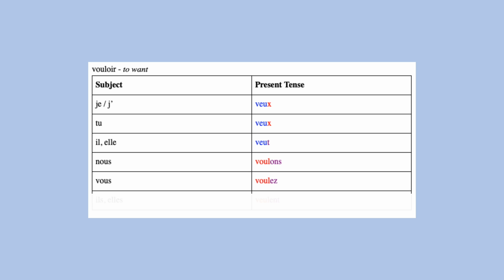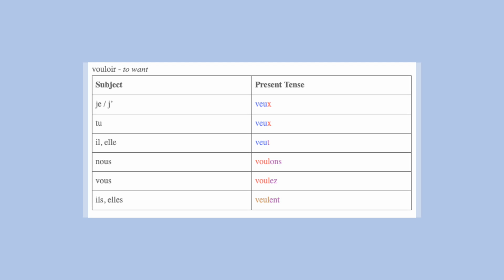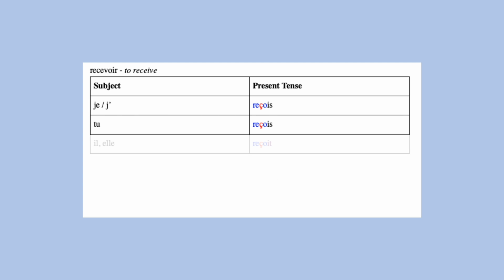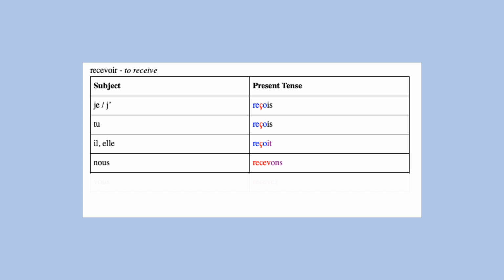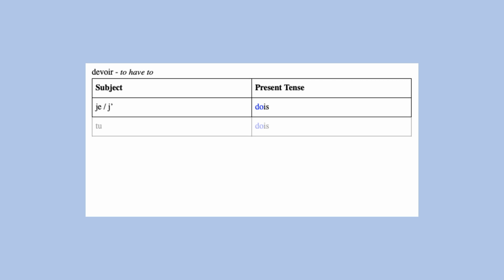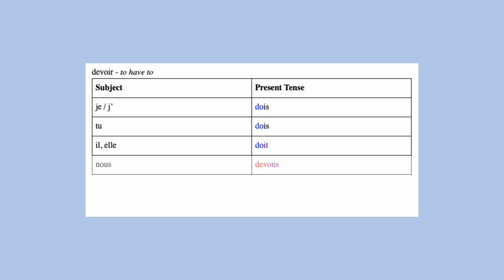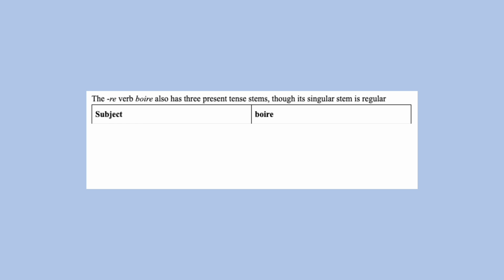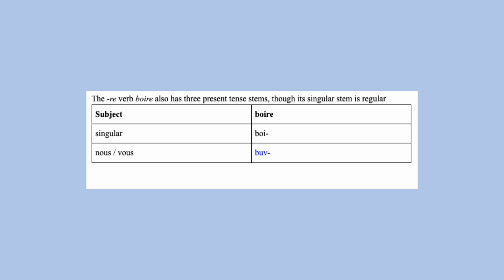Vouloir, veut, voulons, voulez, veulent. Recevoir, reçoit, recevons, recevez, reçoivent. Devoir, doit, devons, devez, doivent. The verb boire also has 3 present tense stems, but its singular stem is regular, whereas the other 2 stems are irregular.